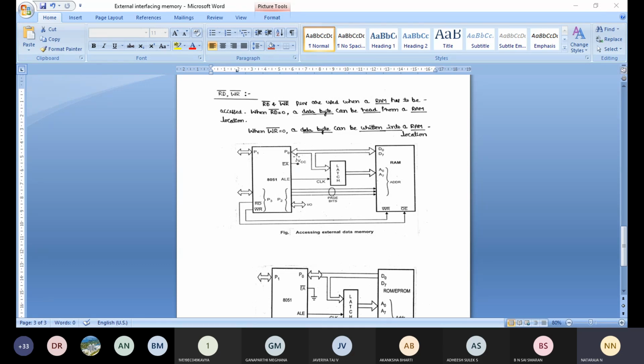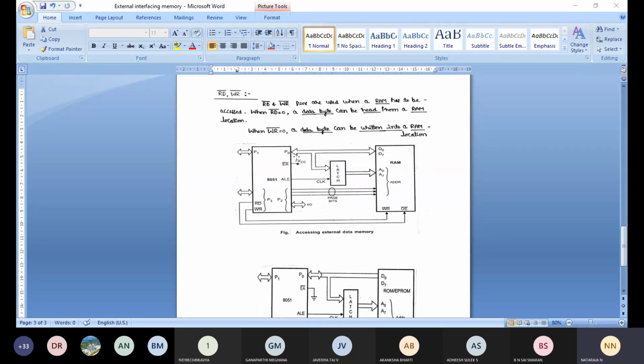When EA bar is equal to 0, it means EA bar is connected to the ground pin. If you want, we can give an external input for the EA bar, or else we can give an internal voltage, 5 volts VCC, and connect that. Or we can give external logic 1 or logic 0 also.